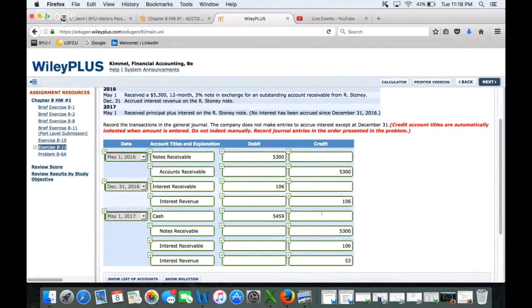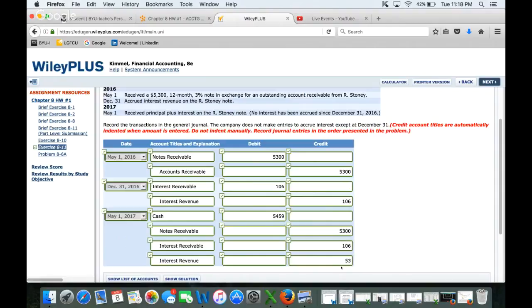And then the last part is May 1st, receive principal plus interest on the R. Stoney note. It says no interest has been accrued since December 31st, 2016. And so you'll go on here, and the first thing I put in was the notes receivable, because that's just going to be your principal that was originally paid out of $5,300. And then the interest receivable, you can go ahead and see what that was up to the point when it was last accrued through, which was 106.